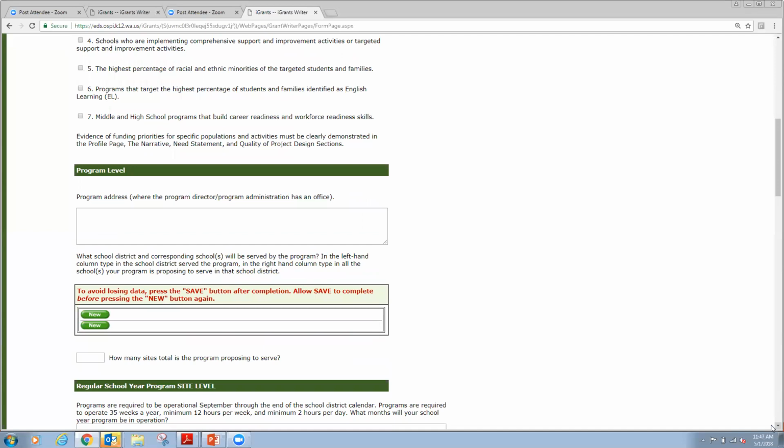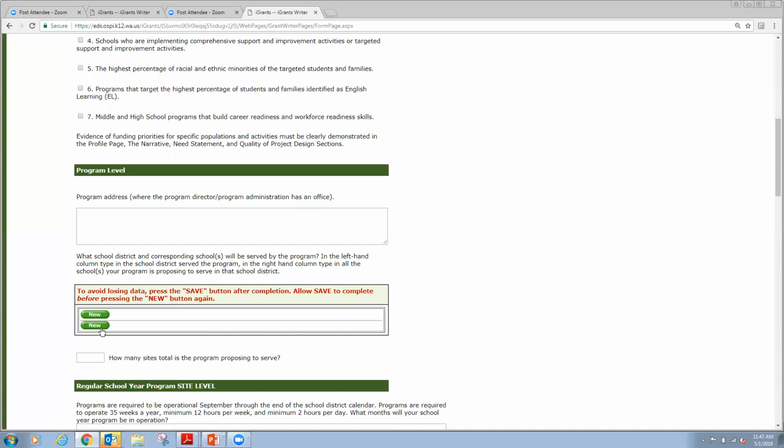Program address, where the program director or program administration has an office. And this is here because throughout the year, we need to collect addresses of where people are located. If we need to send you something in the mail, and or if we collect it for the data collection systems that we have, we need to have program offices and addresses.